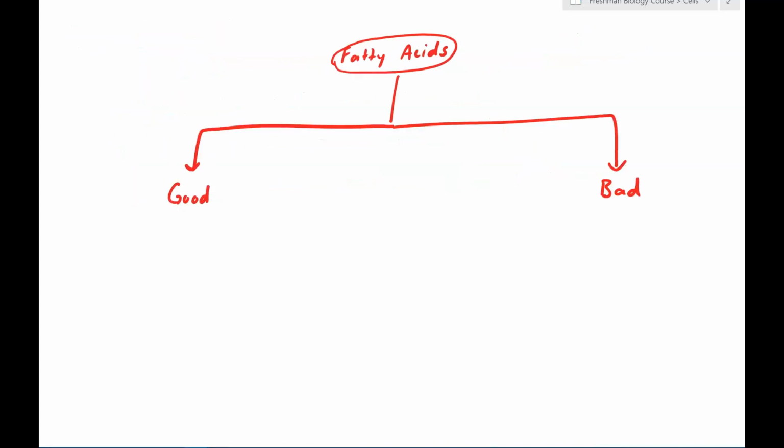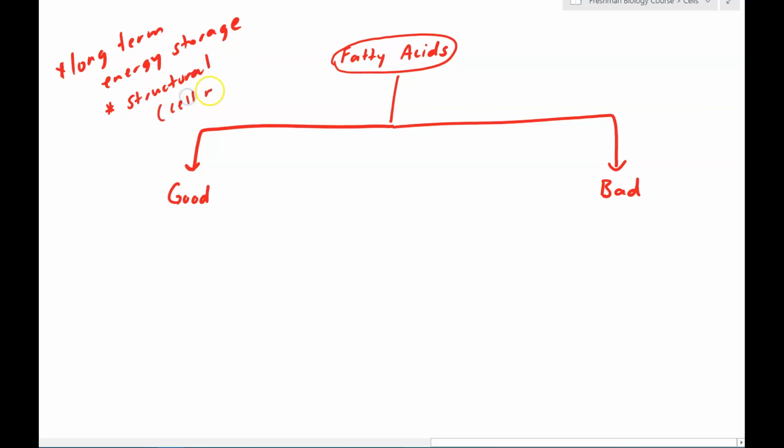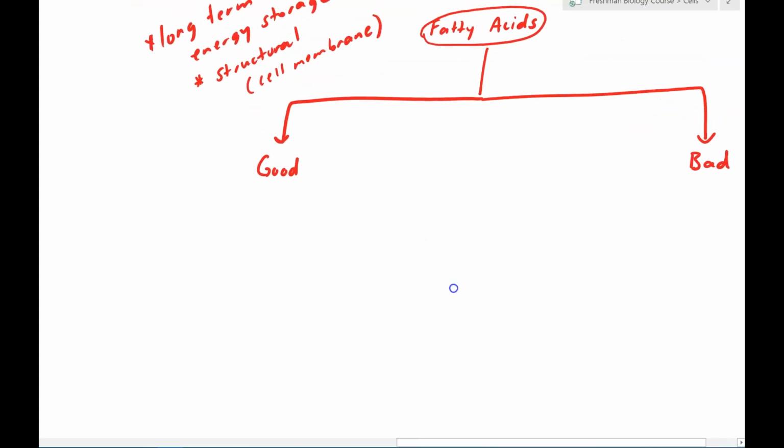As you would have identified in the Heart Health PSA, there are good fats and there are bad fats. And I want you to remember that the purpose of fat is for long-term energy storage. All right. Lipids also have a structural function, which is going to be specific to the cell membrane. All right. So for fatty acids, we've got good fatty acids, we've got bad fatty acids, and that's what we're going to dive into. Let's start on the good side.